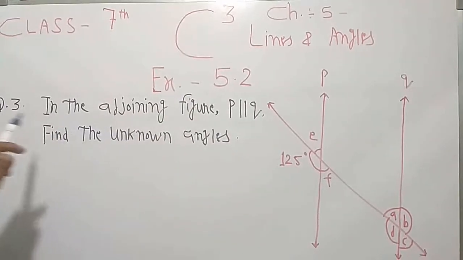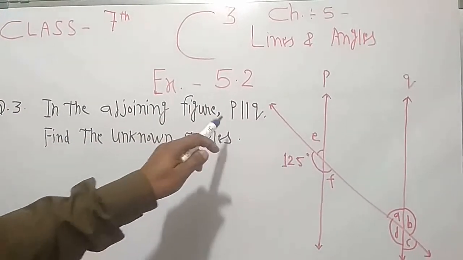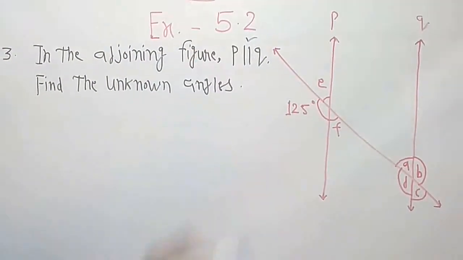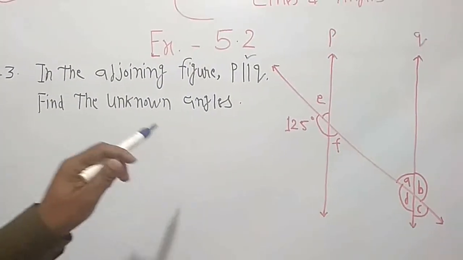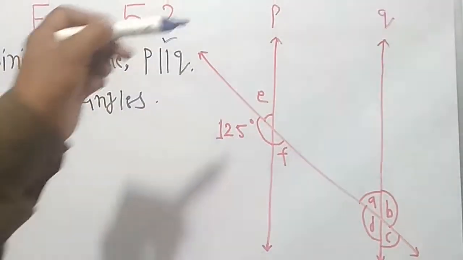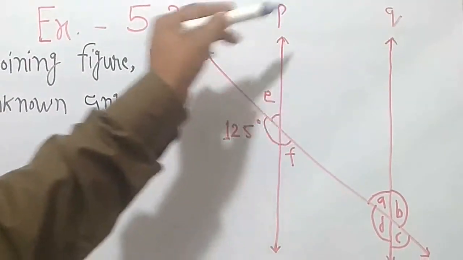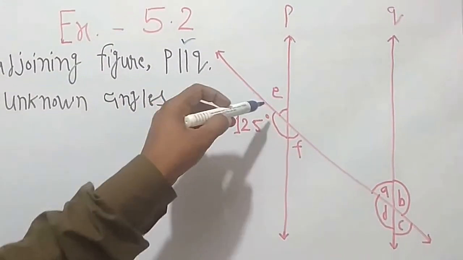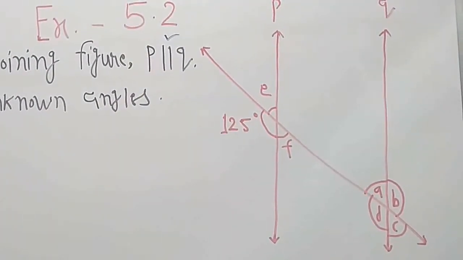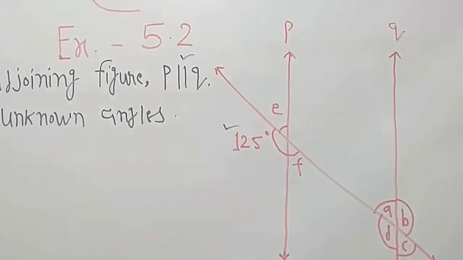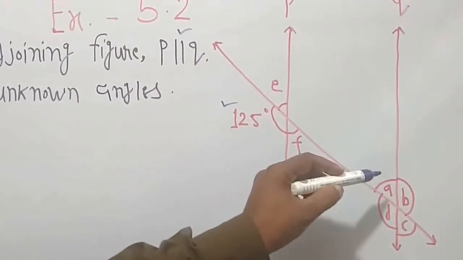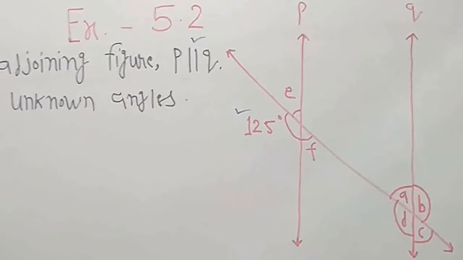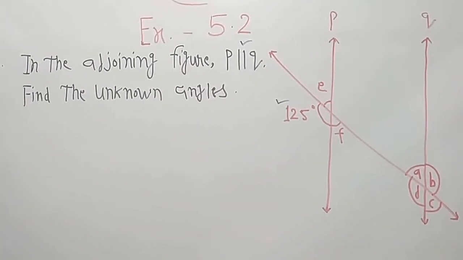Of exercise 5.2, question number 3 says, in the adjoining figure P is parallel to Q, find the unknown angles. This is the symbol of parallel and we are going to find the unknown angles in the adjoining figure. This is the given figure in which these two lines are parallel. P and Q are the parallel lines, and this is the transversal. This transversal creates some angles at this point and this point. The value of one angle is given and the others A, B, C, D, E, F we are going to derive.